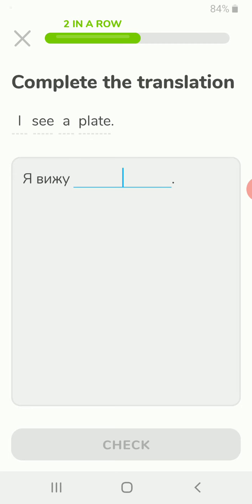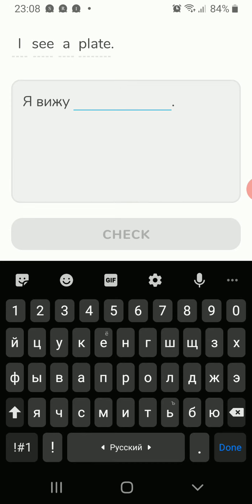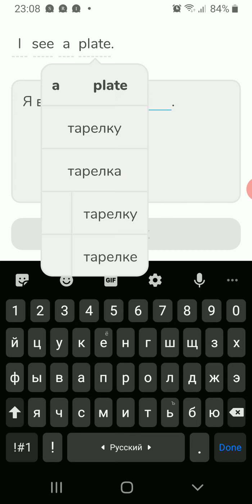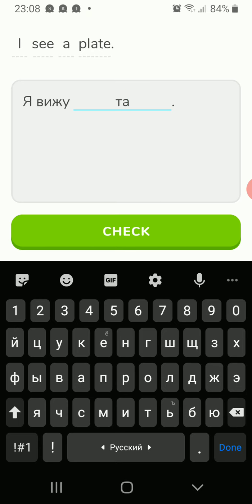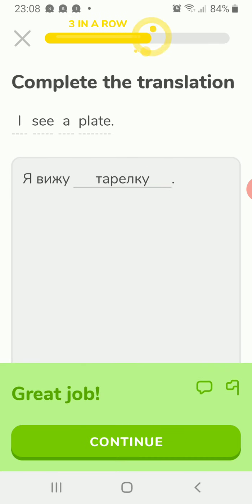I see a plate. Ya vizhu tarielka. Ya vizhu shto, da? Ya vizhu tarielku. Should be tarielku. Good.